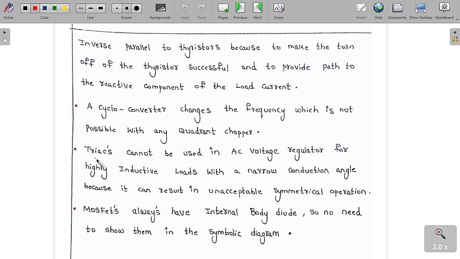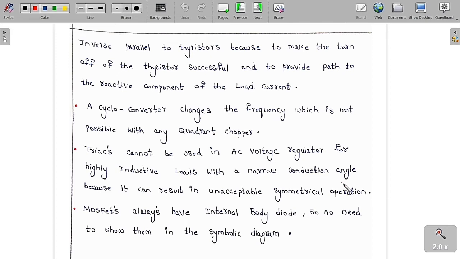Triacs cannot be used in an AC voltage regulator for highly inductive loads. We can't use the triacs in the AC voltage regulator because with a narrow load conduction angle, it can result in unacceptable asymmetrical operation. So triacs cannot be used in an AC voltage regulator for highly inductive loads with a narrow conduction angle.